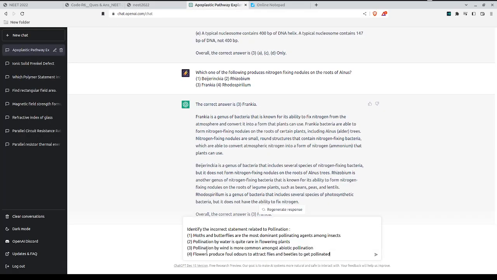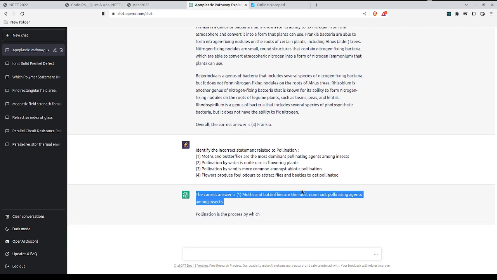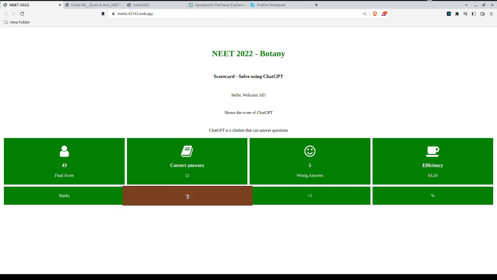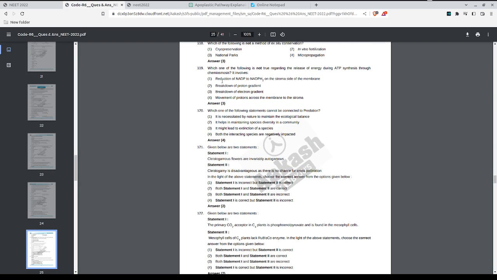Identify the incorrect statement related to pollination. 1. Moths and butterflies are the most dominant pollinating agents among insects. 2. Pollination by water is quite rare in flowering plants. 3. Pollination by wind is more common amongst abiotic pollination. 4. Flowers produce foul odors to attract flies and beetles to get pollinated.